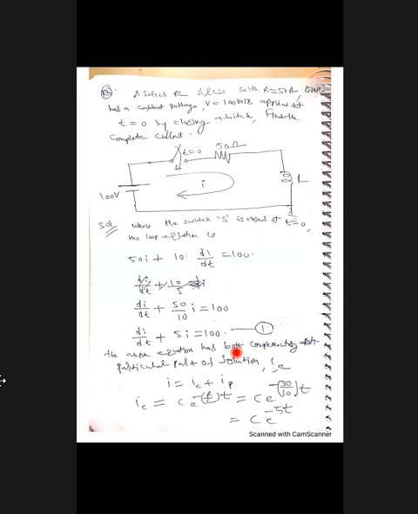Now finally we have to write this equation in standard form. Standard form: di by dt plus 50 by 10 into i is equal to 100. So 50 by 10 is nothing but 5. Clear? di by dt plus 5i is equal to 100. This is the final equation. So this is a non-homogeneous linear differential equation. It has both a complementary solution and a particular solution, meaning that it has both steady state response and transient response.